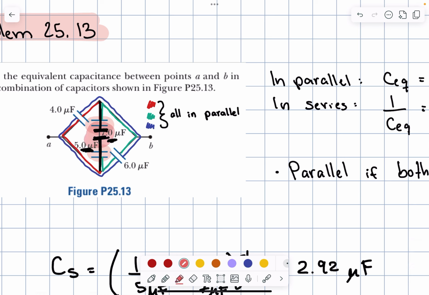So I now know what the equivalent capacitance is of this central one. Now everything is in parallel. So if I follow my lines, the 6 microfarad one, I can go here, touch this side, like this. Same thing with the 4 microfarad one. So on this end, I can touch it here, and on the other end, I touch it here. So they're all in parallel. Same thing down there. They all touch the ends like so.